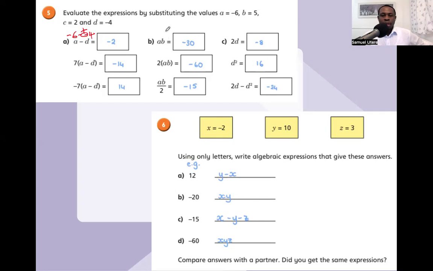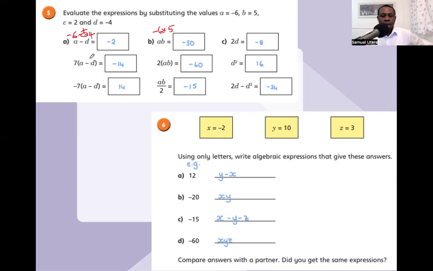Here, a is negative 6. B is 5. So this is like saying negative 6 times 5 because ab means a times b. And that will be negative 30. 2d will be 2 times whatever d is. D is negative 4, so your answer will be negative 8.